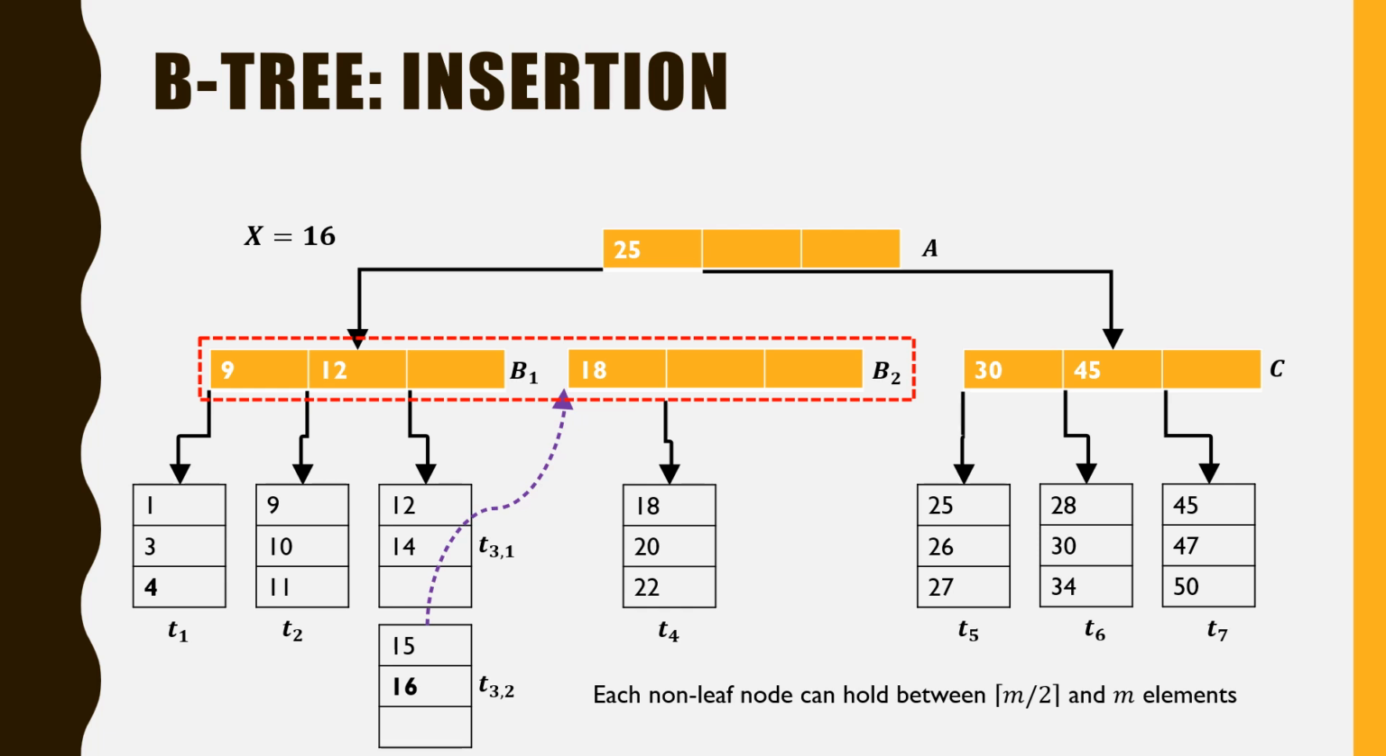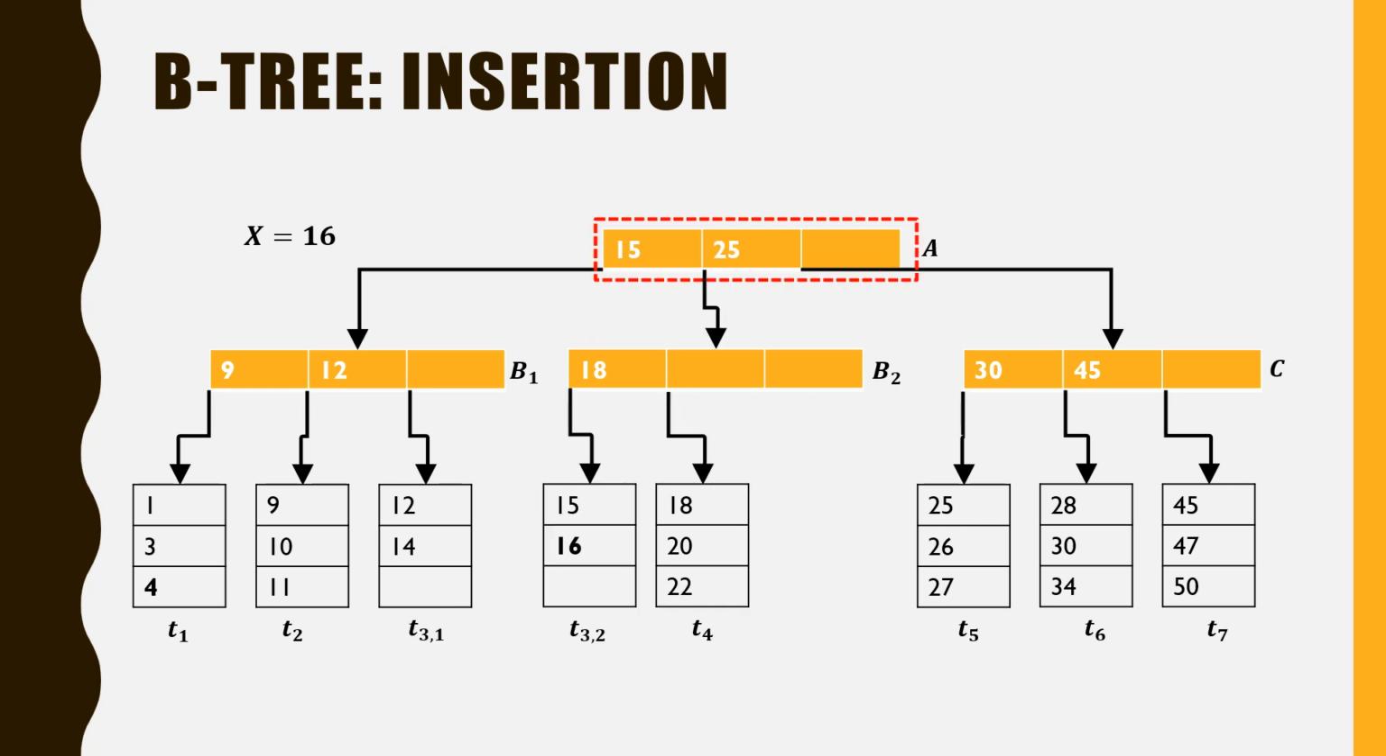This is why the B-tree property specifies that each non-leaf node, except the root, can have between the ceiling of m/2 to m children. In our example, the non-leaf node B temporarily contains 5 children and is split into two non-leaf nodes, B1 and B2. B1 contains 3 children, and B2 contains 2 children.